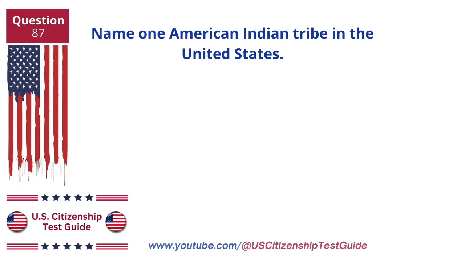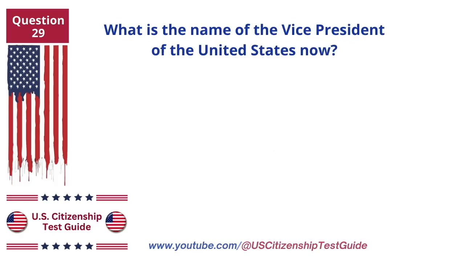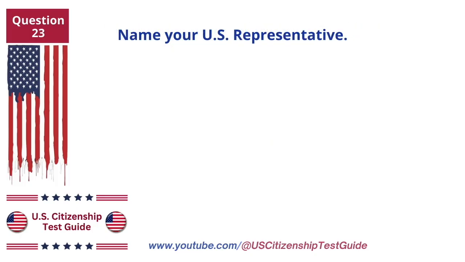Name one American Indian tribe in the United States. Cherokee. What is the name of the Vice President of the United States now? J.D. Vance. Name your U.S. representative.